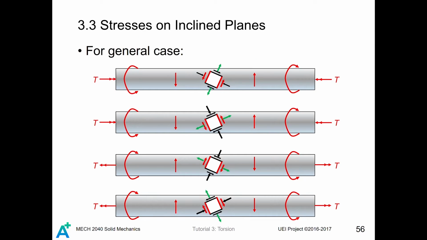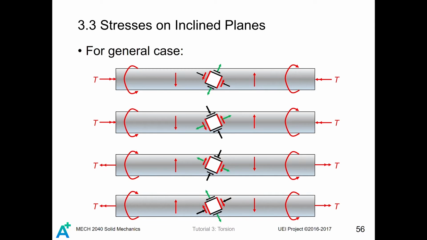Now let's discuss the stress elements under the general case. So just now we discussed 4 special cases for the stress elements under the negative torque. Now let's discuss the general case. Under any pure torsion case, what will be the direction of stresses on a stress element in a bar?